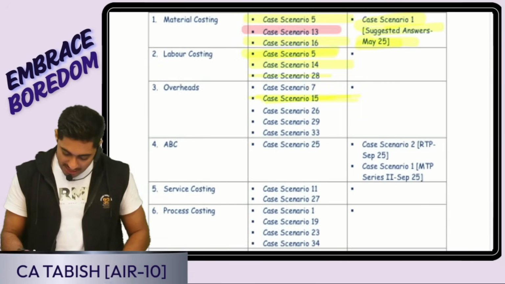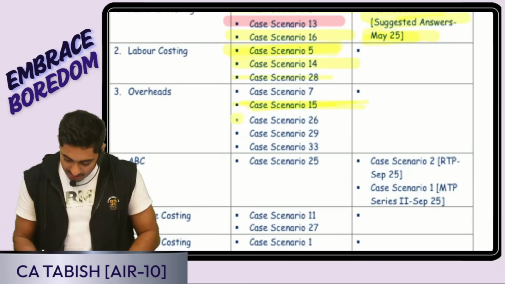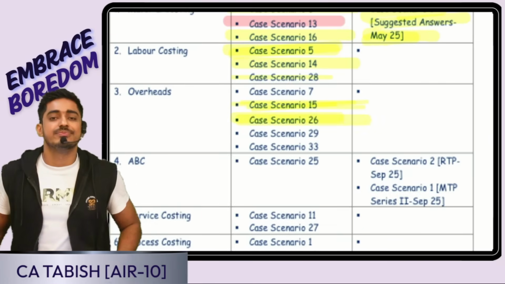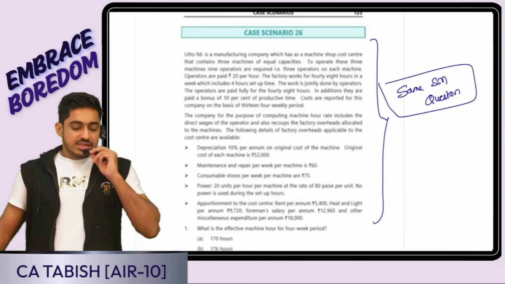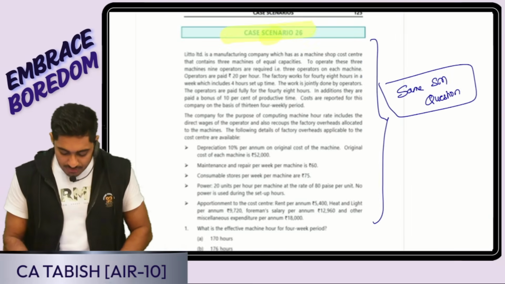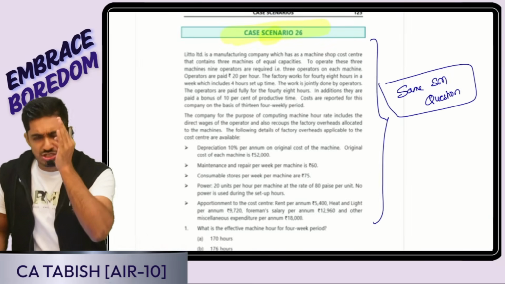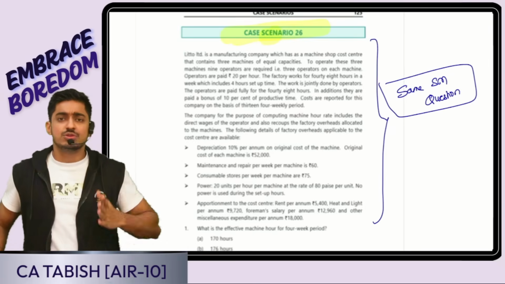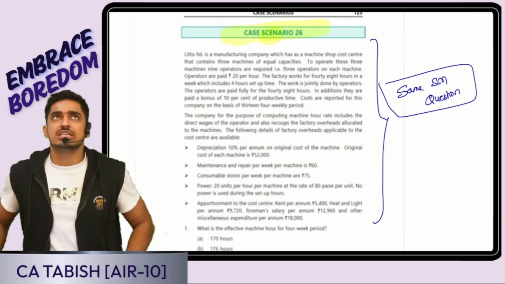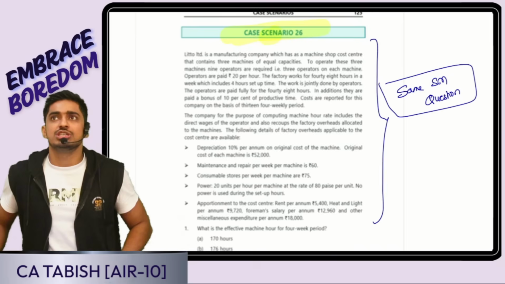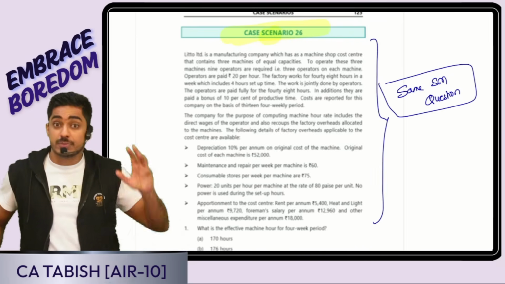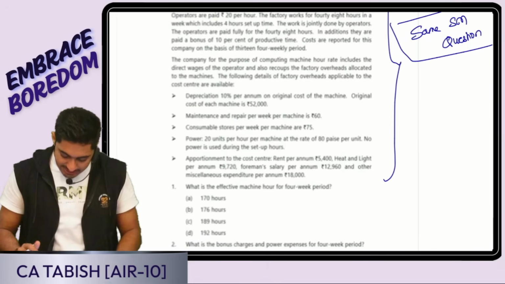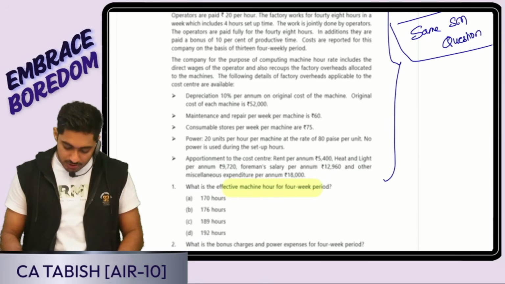So next we are having case scenario number 26. What I would recommend is first you try, then you watch the video. Yes, everyone. So we are having case scenario number 26, which is exactly the same as the study material question, not even a single change. I guess it is illustration number 7, if my memory serves me right, wherein they are telling you to calculate the effective machine hour for the 4-week period.